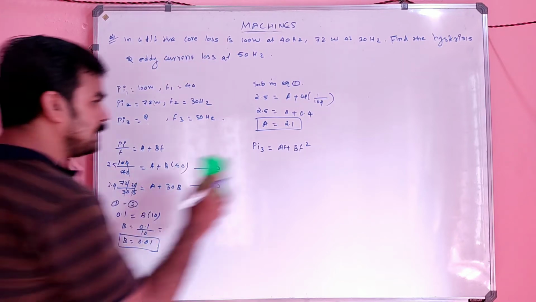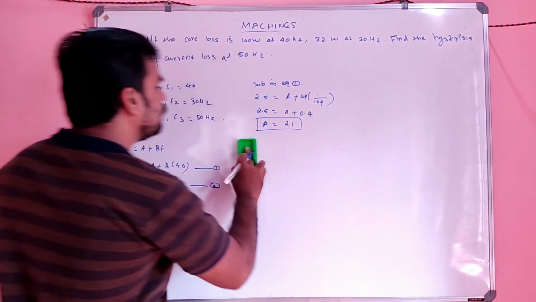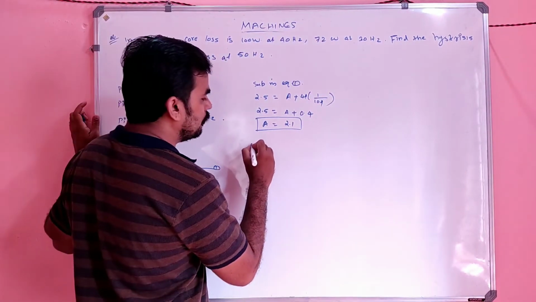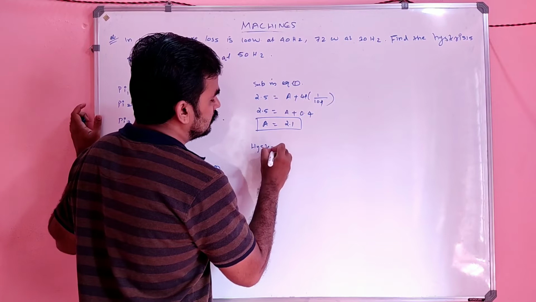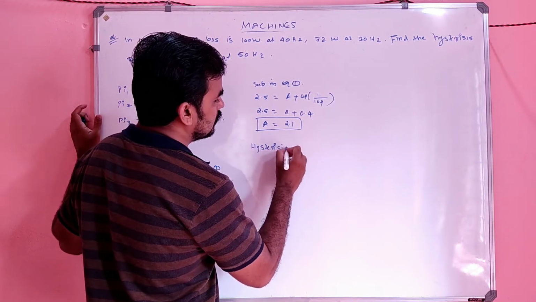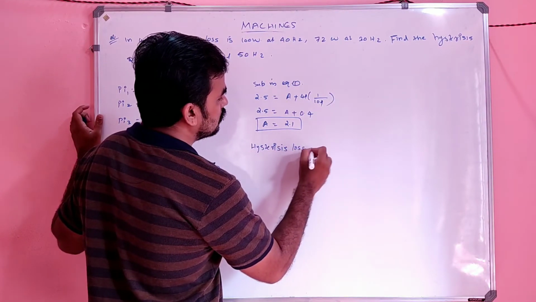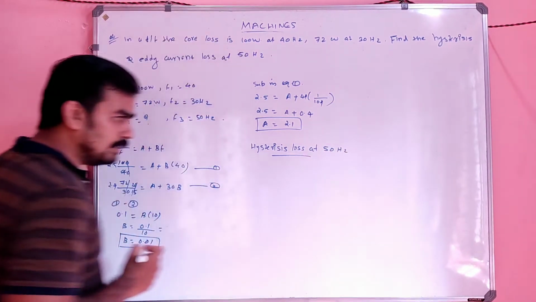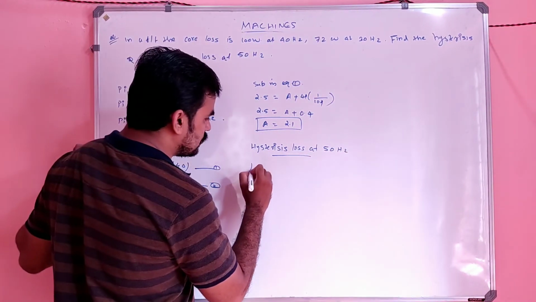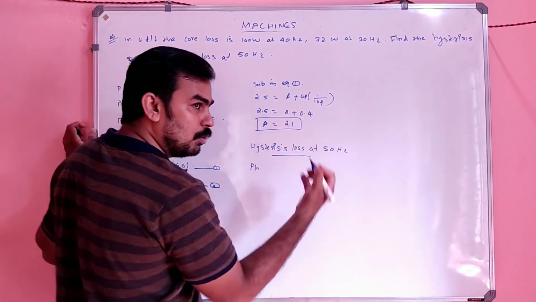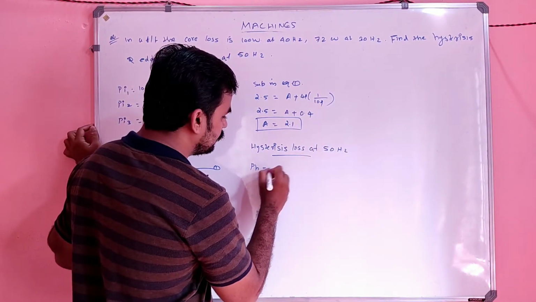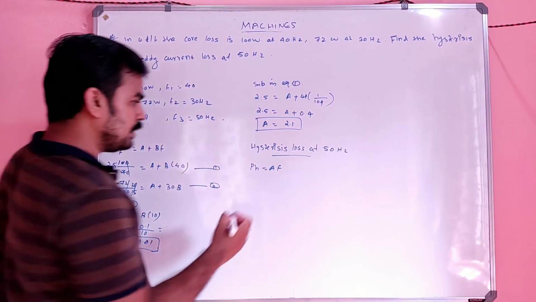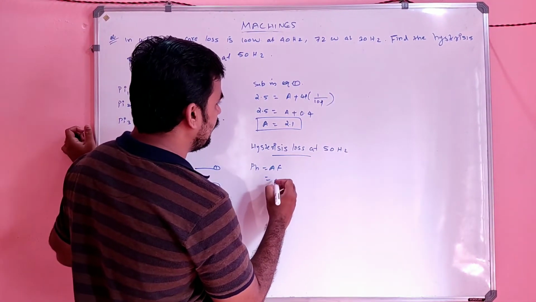So you have to separately calculate. Okay, I am ready. That also I am ready. So hysteresis loss at 50 Hz. First you have to find that. So the equation of hysteresis loss is nothing but Ph will be equal to what? Ph will be equal to A into F, correct? What is the value of A now?